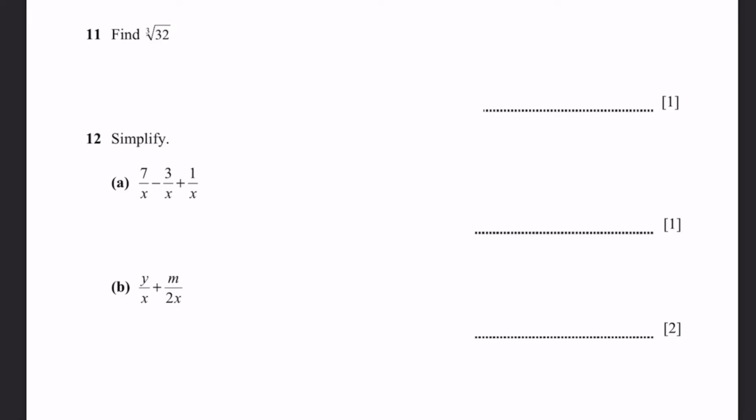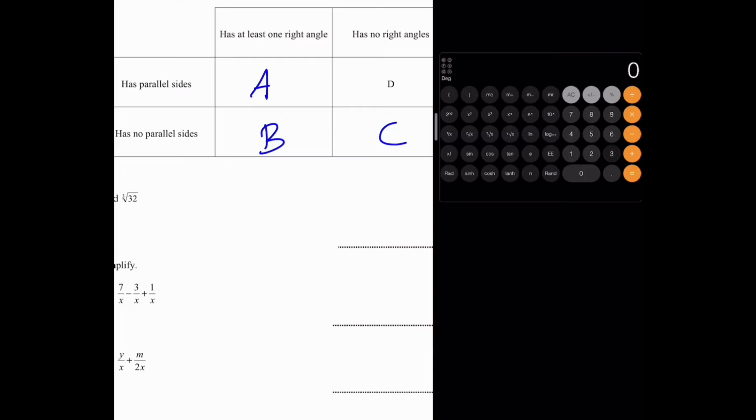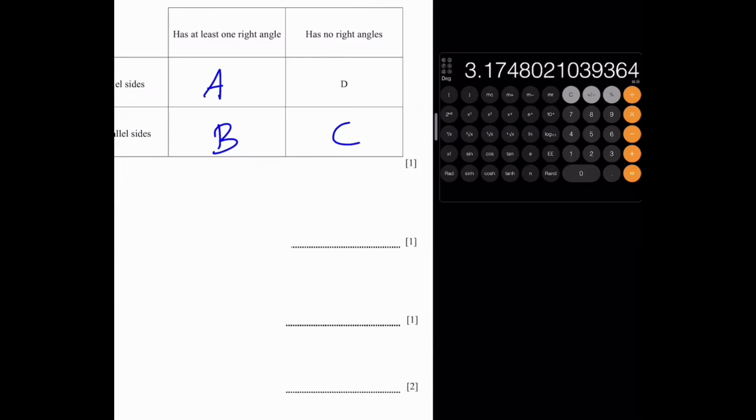Question 11. Find the cube root of 32. We need to use our calculator for this. Cube root of 32 will be approximately 3.175 to 3 decimal places.